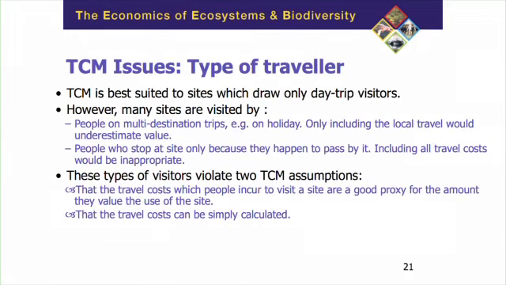So these types of multi-trip destinations violate two basic assumptions in the base travel cost method. The first one is that the travel costs people incur is a good proxy for the amount they value that site. So if you've got multi-trip destinations, we don't know if that's quite the case. And the second is that the travel costs can be simply calculated. Well, they can if you're just looking at people on a day trip, but you need to think carefully about how you think about travel costs. You need to ask how important that site is to your overall holiday experience and so forth. And you can maybe adjust it in that way. So there's a whole bunch of ways that have been used to try and deal with that.